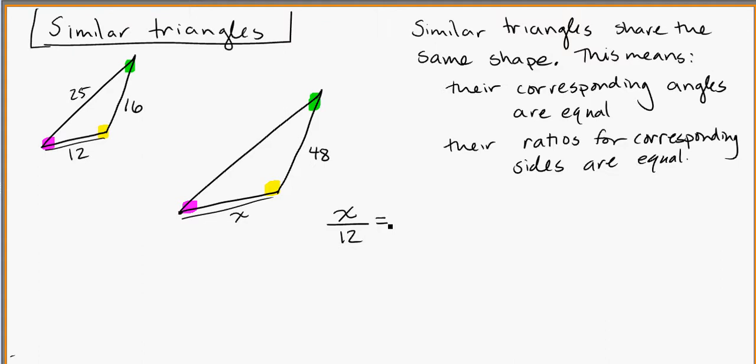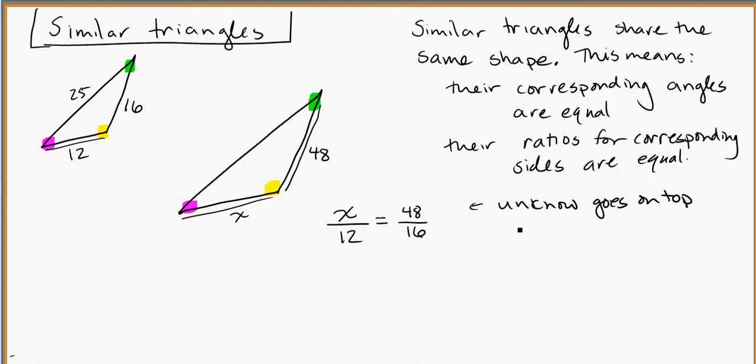Now I need to pick one that is known. The other information I'm given here is the 48, and the 48 goes from green to yellow. So I'm going to put 48 on top. And what's similar to 48? On the other triangle between green and yellow, the corresponding side is 16. So I've got a ratio, and one thing that I want to keep in mind here is that the unknown goes on top. Makes it easier to solve.